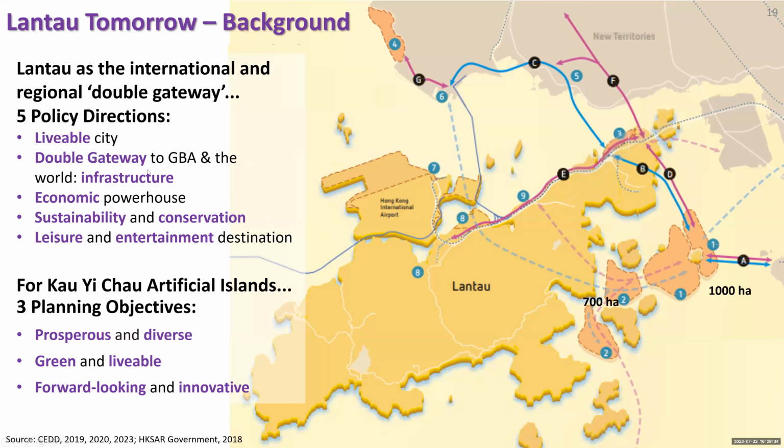It's supposed to be a livable city, an economic powerhouse, which is sustainable and with conservation, and also a place for leisure and entertainment. And for the Kau Yi Chau artificial islands, there are 3 planning objectives: prosperous and diverse, green and livable, forward-looking and innovative.